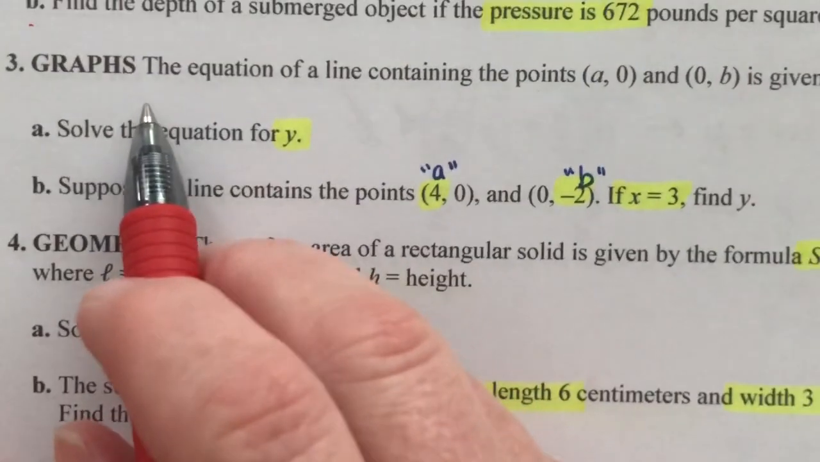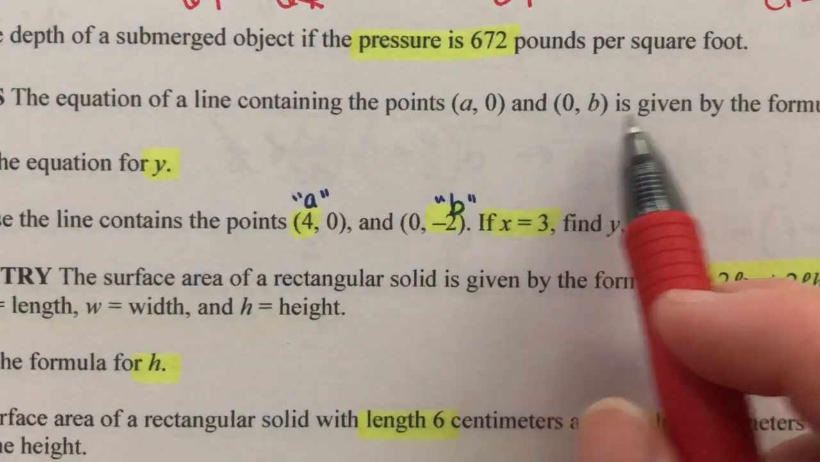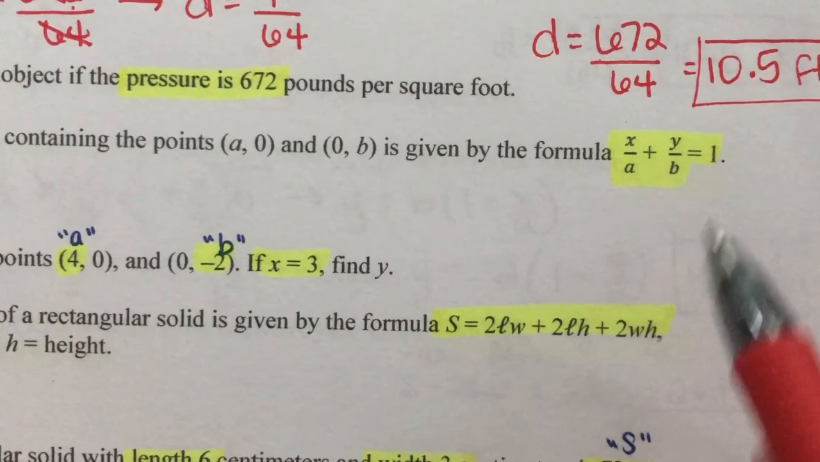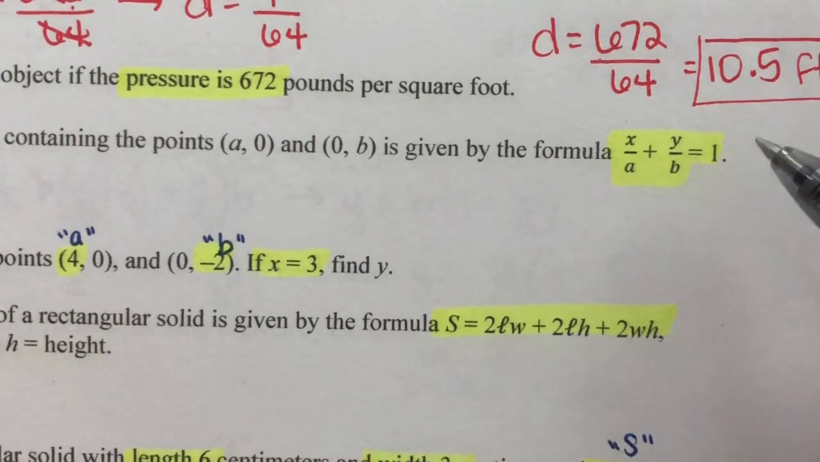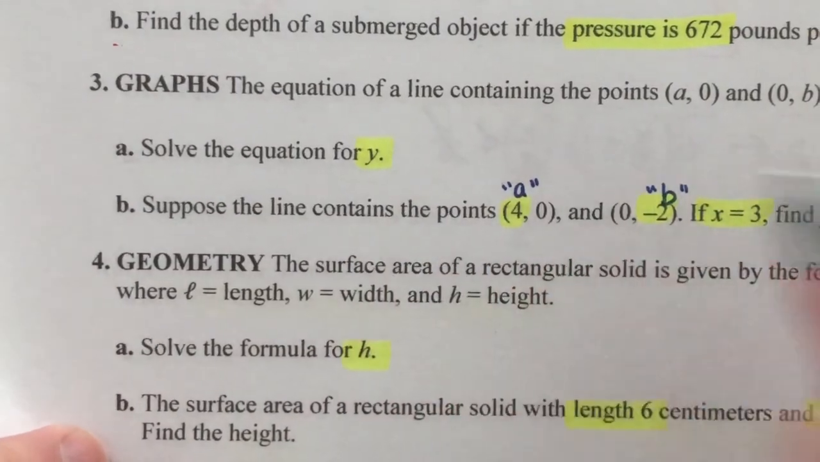Okay, so for this one, number 3, the equation of a line containing points (a,0) and (0,b) is given by the formula x over a plus y over b equals 1. You don't have to understand what that means. That looks totally confusing, but we just need that formula. Okay, so we're going to do something with it. First, it says to solve for y.